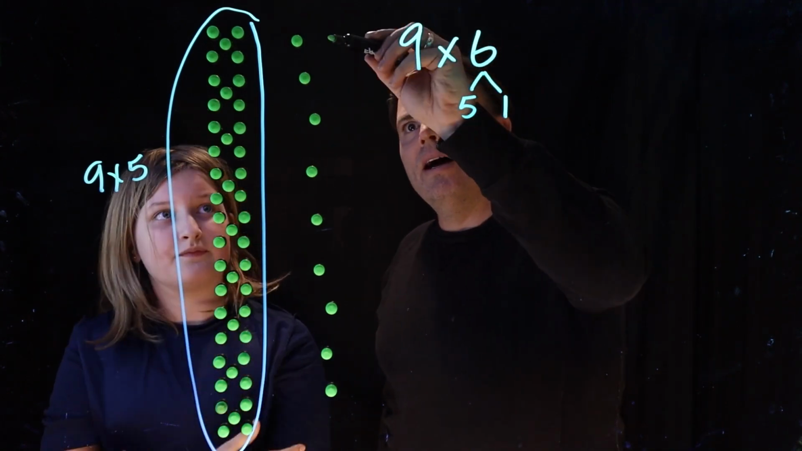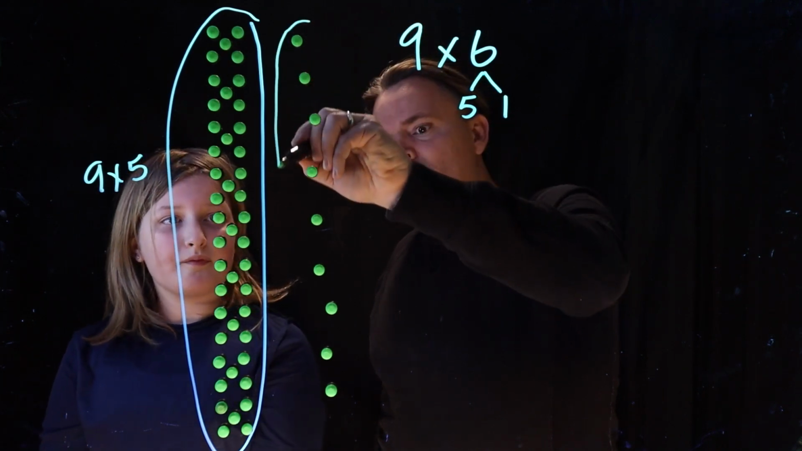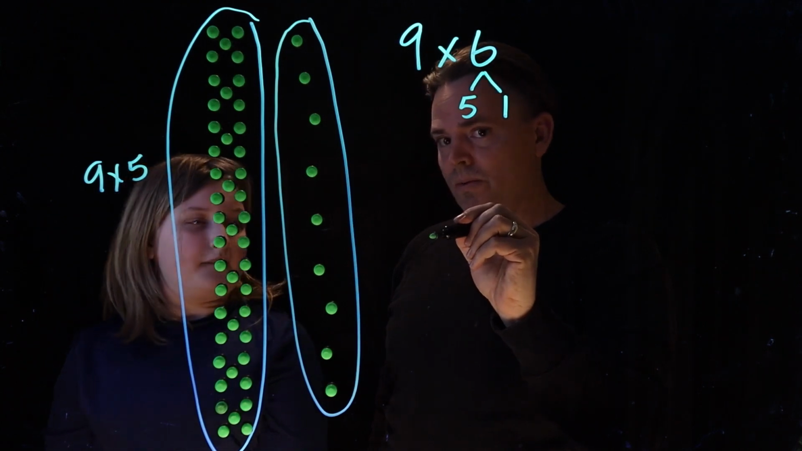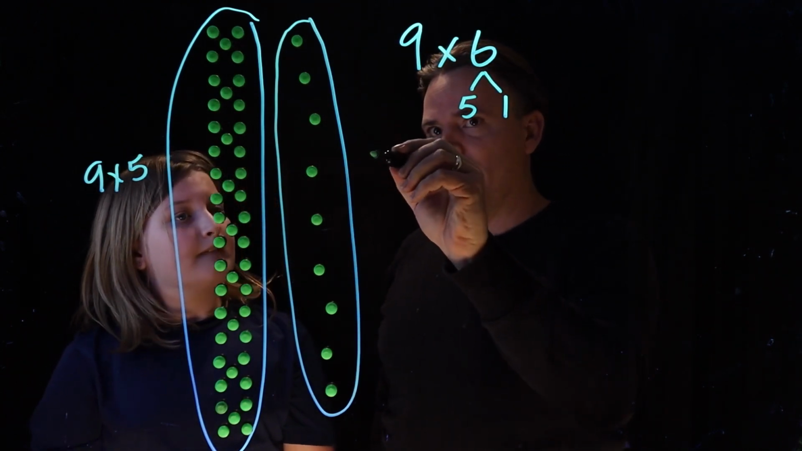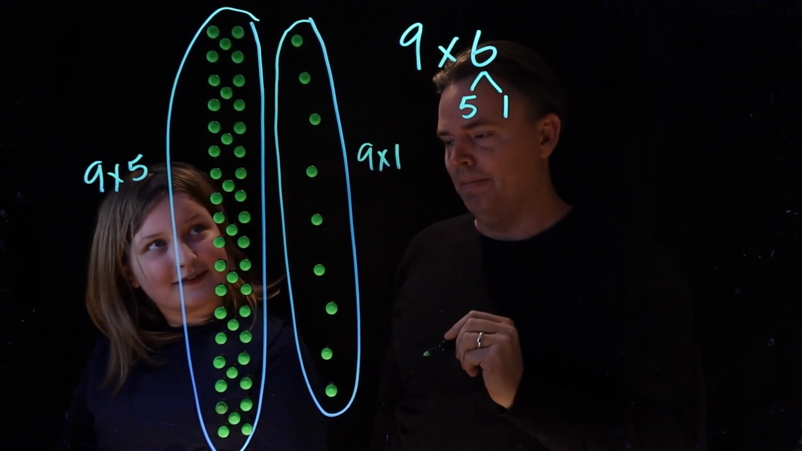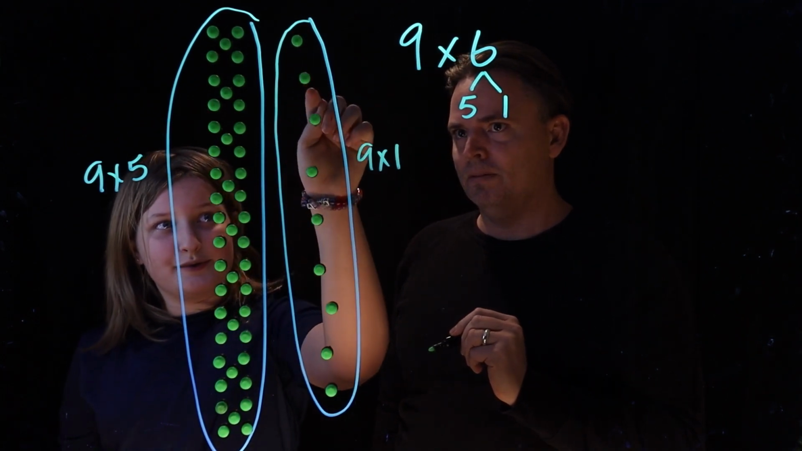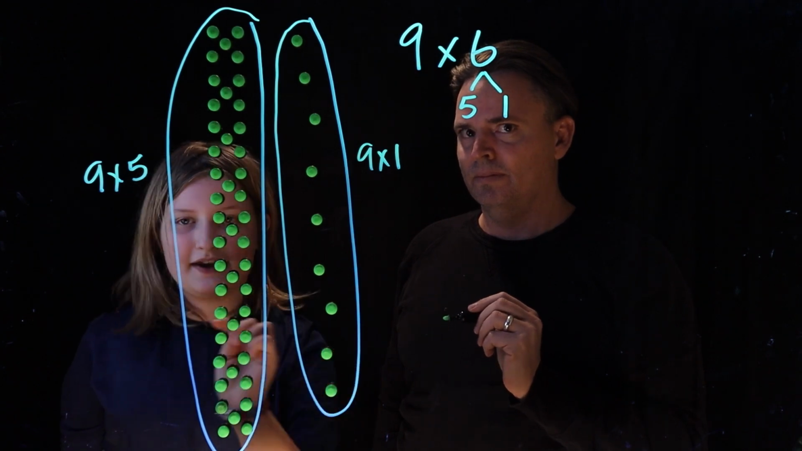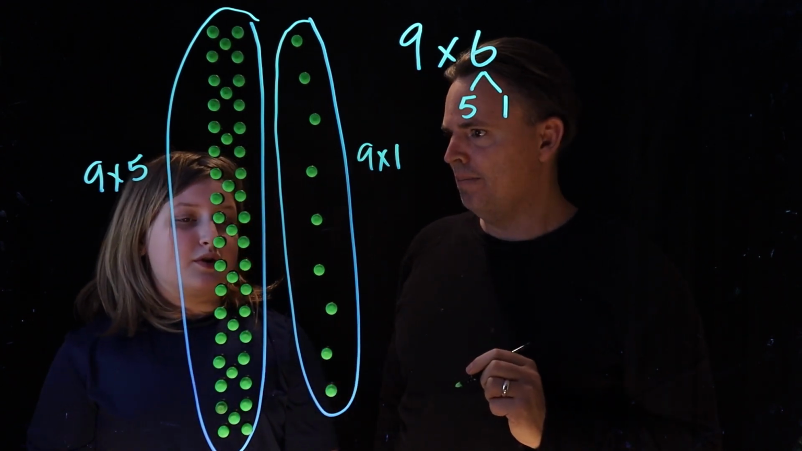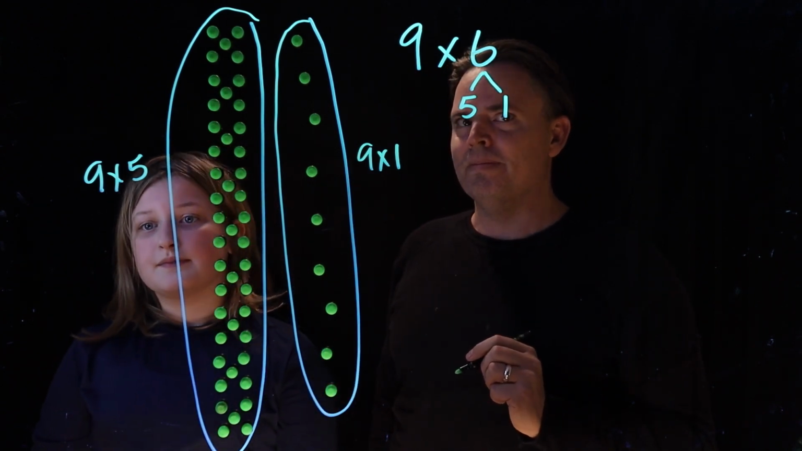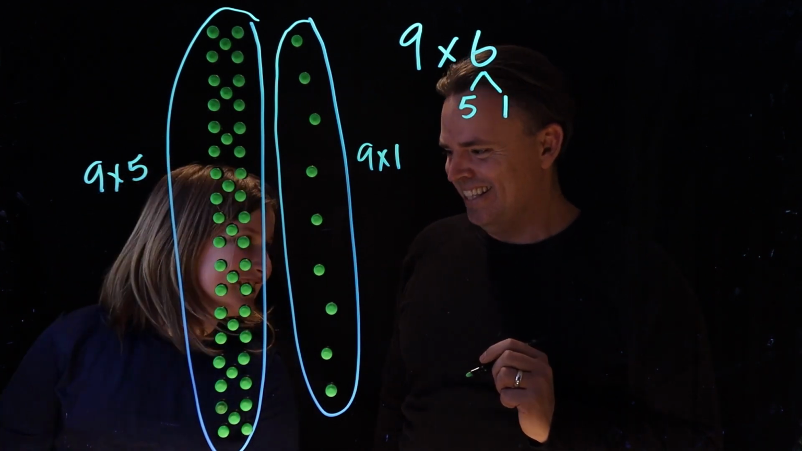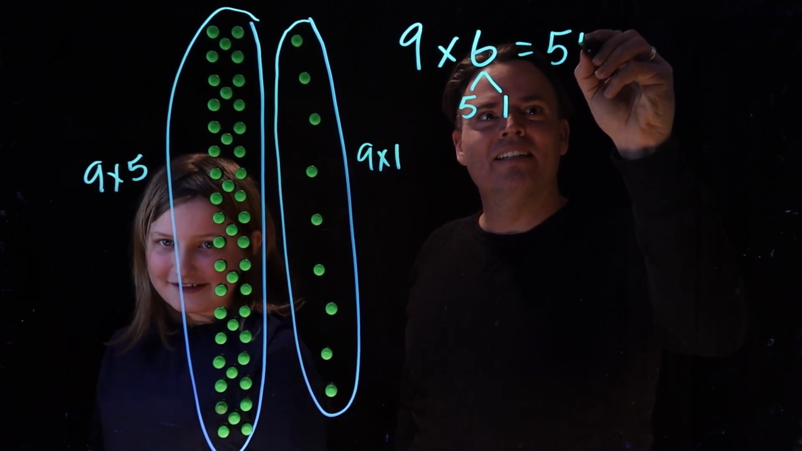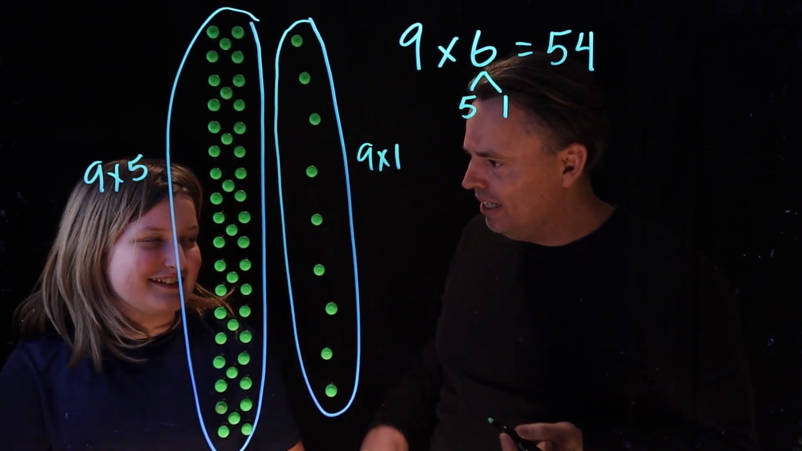Okay. And now we've got this group here, which is 9, we know. So what's the answer? Well, it's 9 times 1. So 1, 2, 3, 4, 5, 6, 7, 8, 9. And how many do we have altogether? 45 plus 9. Well, it's 54. Okay. So 9 times 6 equals 54.